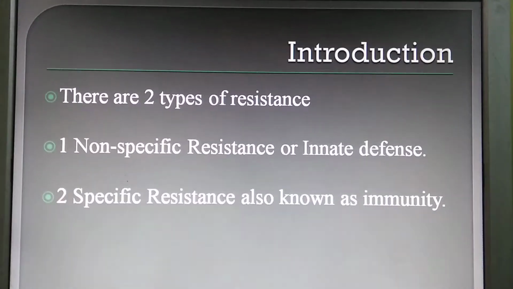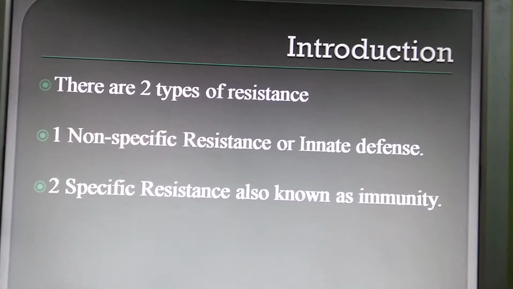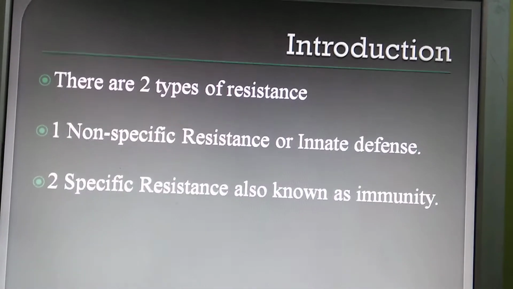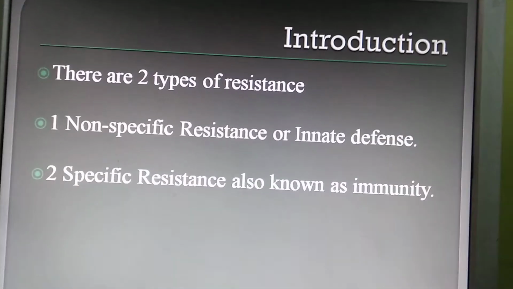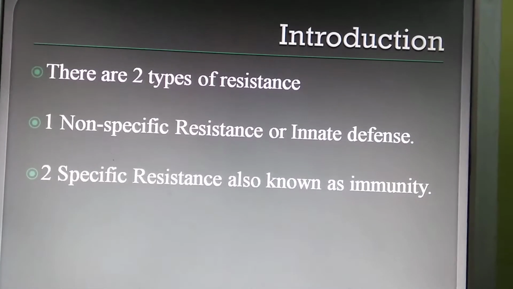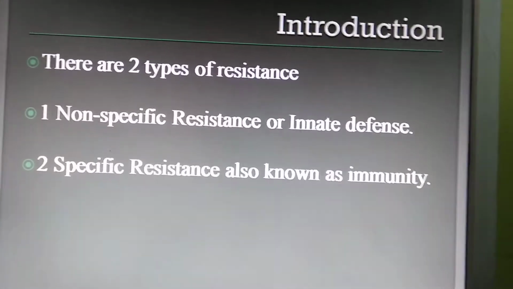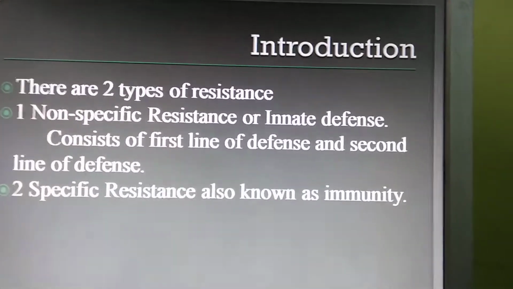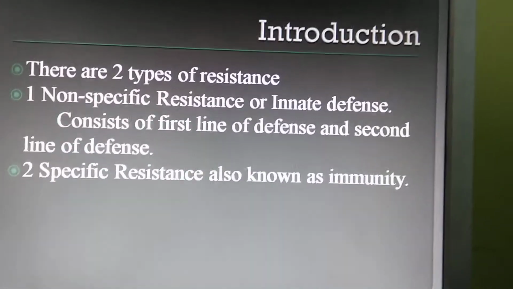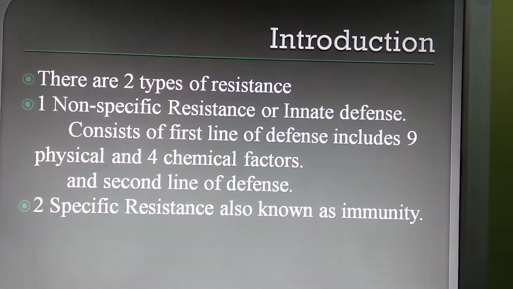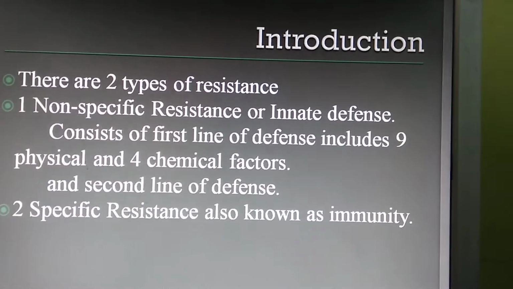There are two types of resistance. One is non-specific resistance or innate defense. The second one is specific resistance, also known as immunity. So, resistance and immunity are not the same words, though many times they are used for each other with the same meaning. Immunity means specific resistance of the body, and innate defense means non-specific resistance of the body. This non-specific resistance consists of the first line of defense and the second line of defense. The first line of defense includes 9 physical and 4 chemical factors, and then the second line of defense.